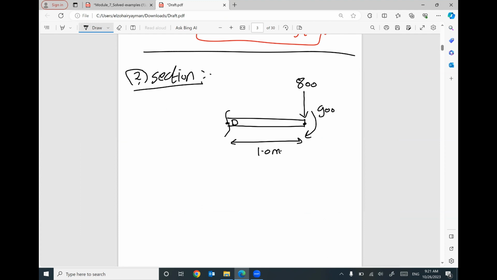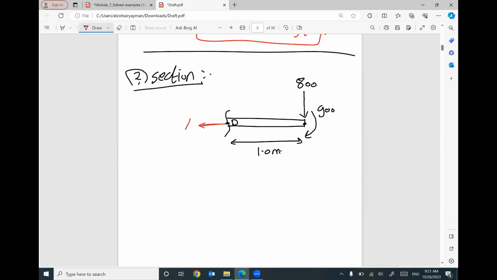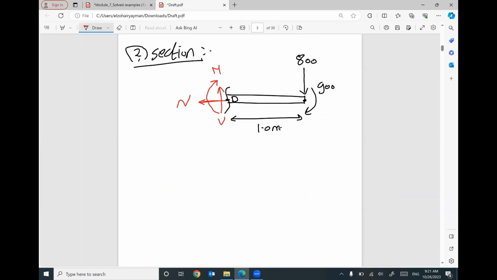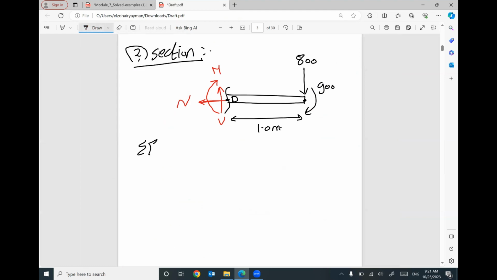We are ready. I have axial force, capital N. I have shear force, capital V. I have bending moment, capital M. One more time, go ahead and apply your equilibrium equation. Summation f of x equals 0. Summation f of y equals 0. Summation moment at any point equals 0. You can find out your internal force.